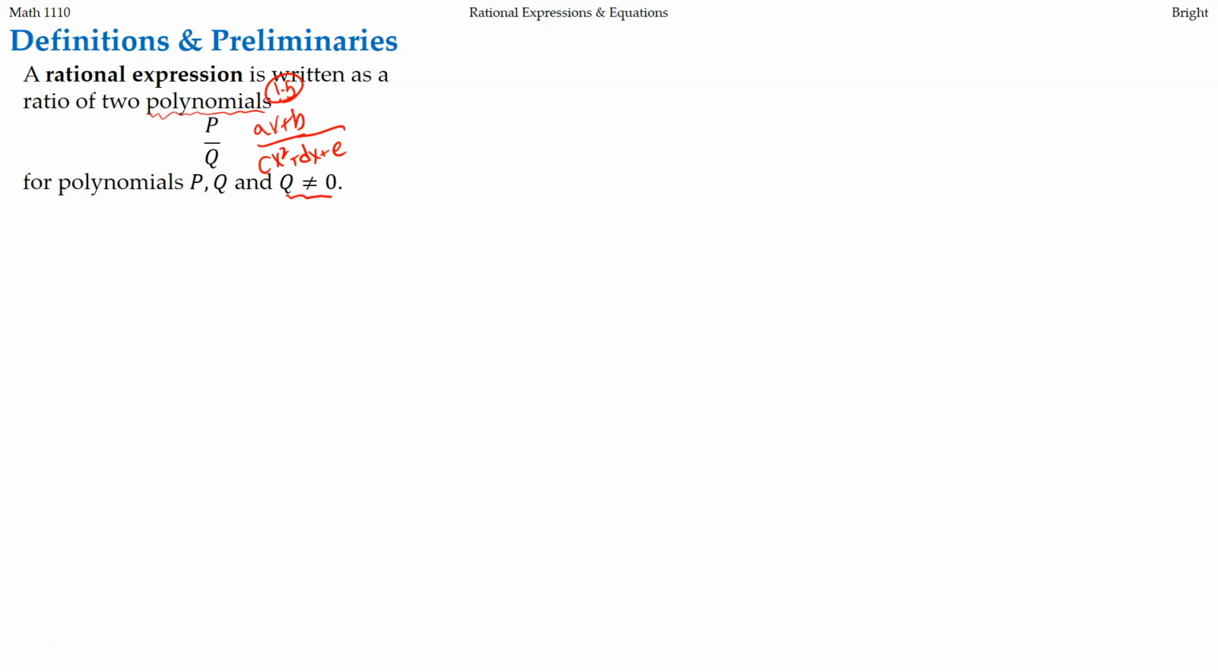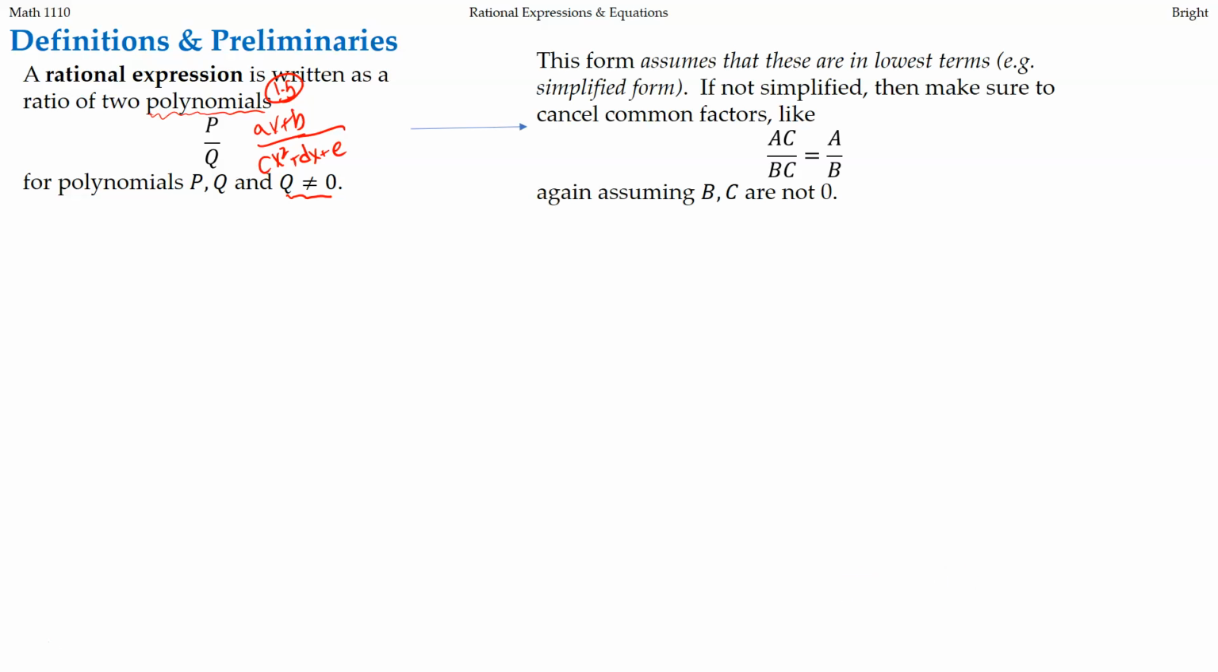As we write this, the form actually assumes that we are in lowest terms, which we think of as simplified form. If there are any common factors, like c in this as a common factor to numerator and denominator, we would want to cancel those out, again assuming that the values of c and b are not 0. Otherwise you're canceling 0 and dividing by 0, so it's really kind of weird.